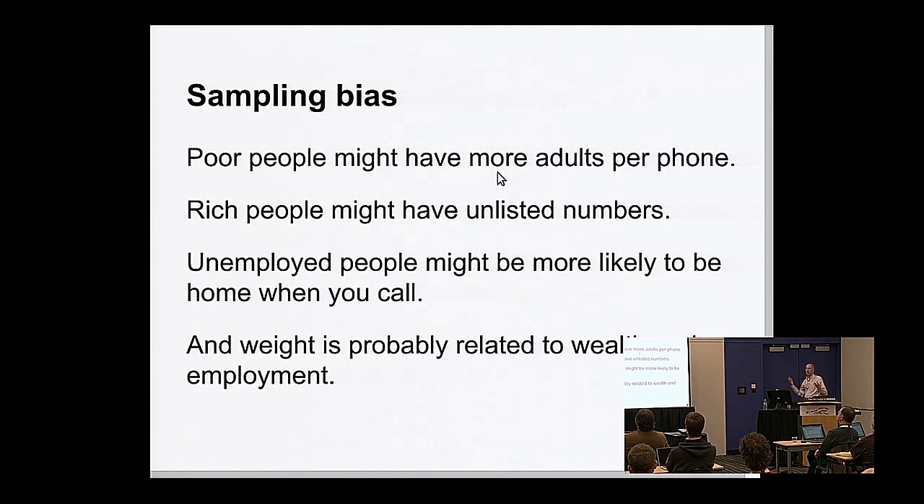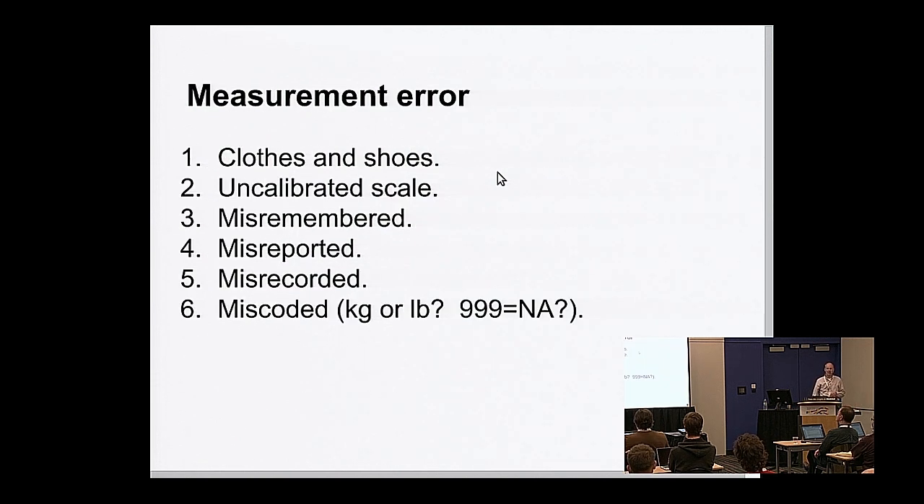So thinking about phones, you might imagine that if you have a lot of people living in the same household, then the chance that any one of them picks up the phone is less than in a household where there's only one person per phone. So you are partly sampling on household size. Maybe very rich people have unlisted numbers or don't have landlines at all. Unemployed people might be more likely to be at home, or exercisers might be more likely to be out running. All of these things are related to both the probability of answering the phone and to the distribution of the thing that you're trying to measure. So those are examples of sampling bias. Other examples are things of measurement error.